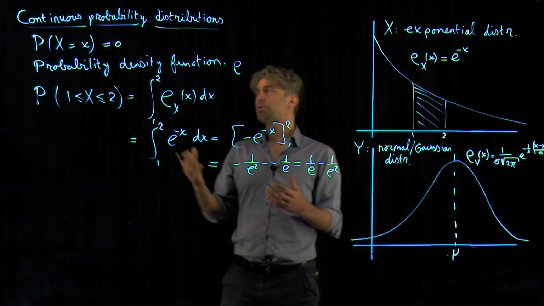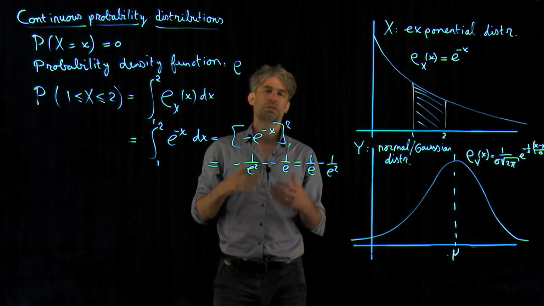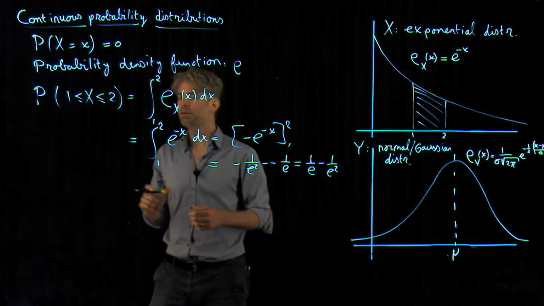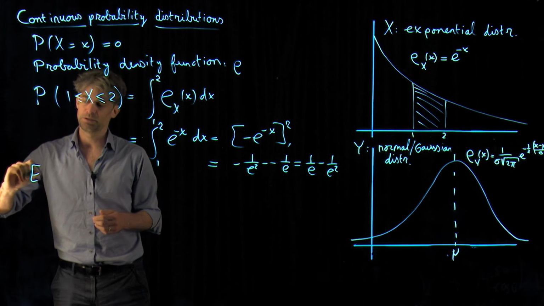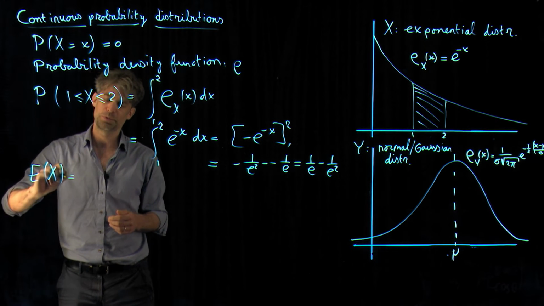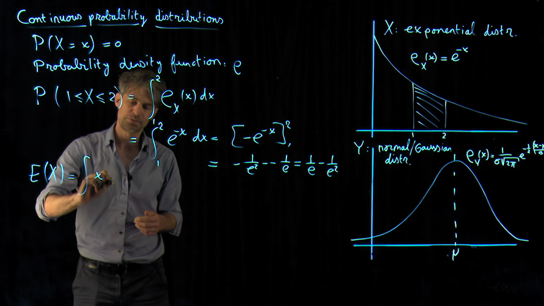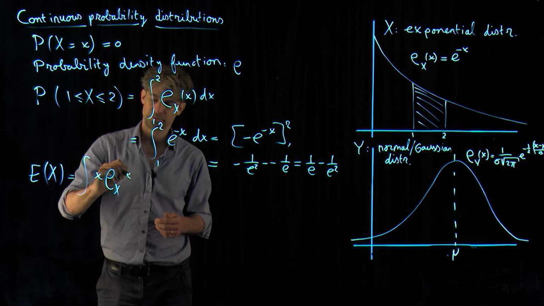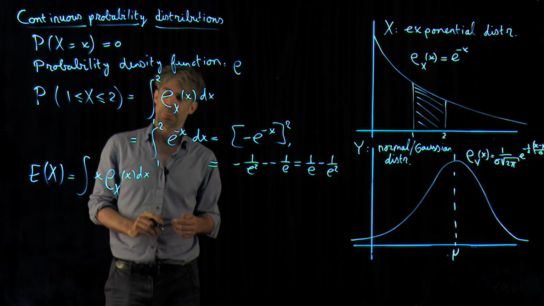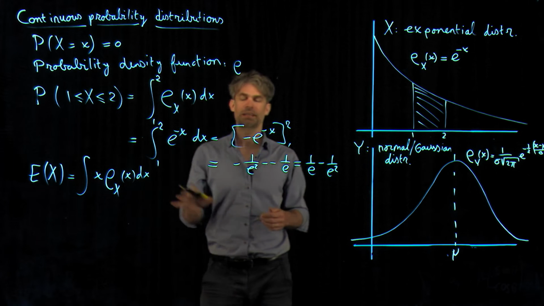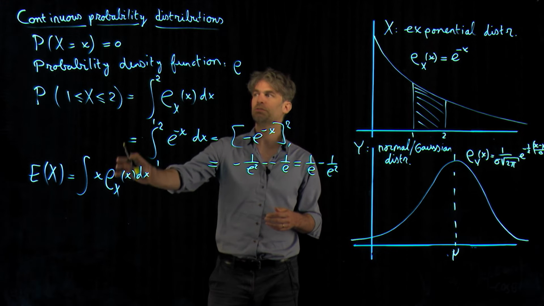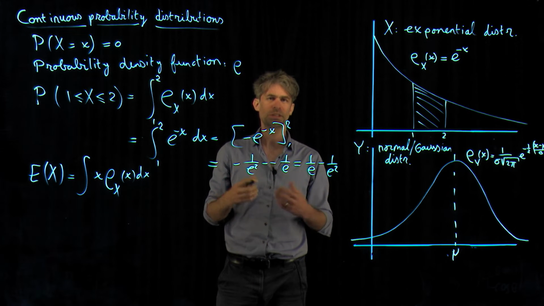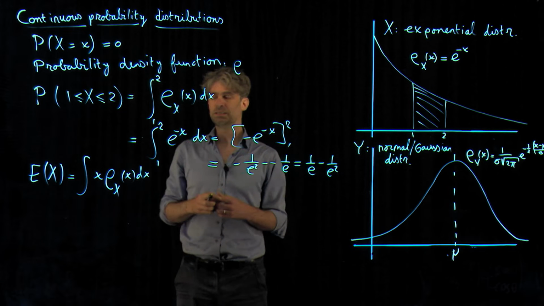You can also use this probability density function to, for example, compute the expectation value. I'm not going to do it right now, but for example, the expectation of the value x would be the integral of x times the probability density function dx. And also the variance and standard deviation are defined like this in terms of this probability density function. So this is really the defining thing for a continuous probability distribution.